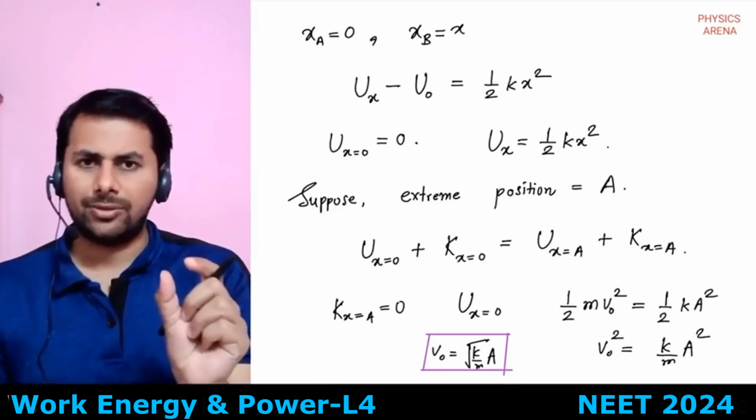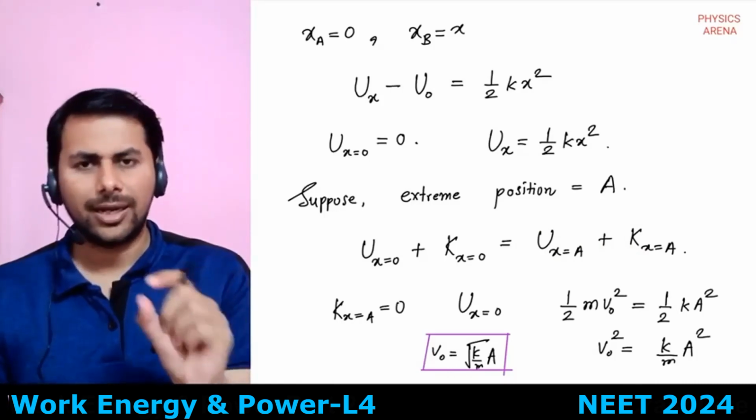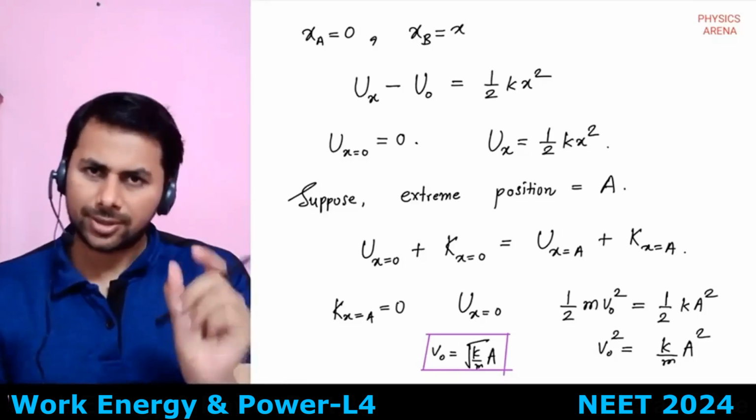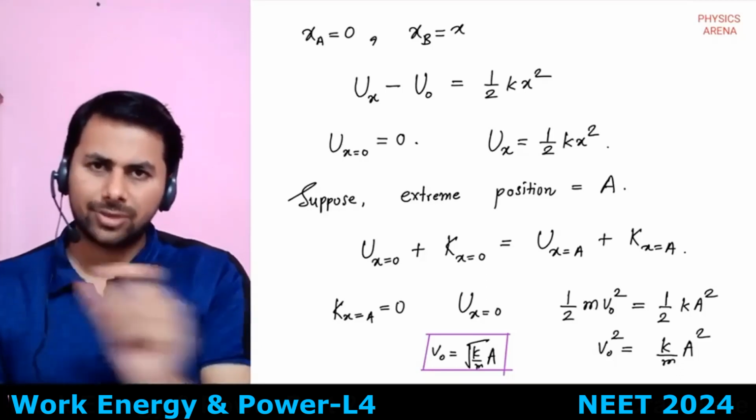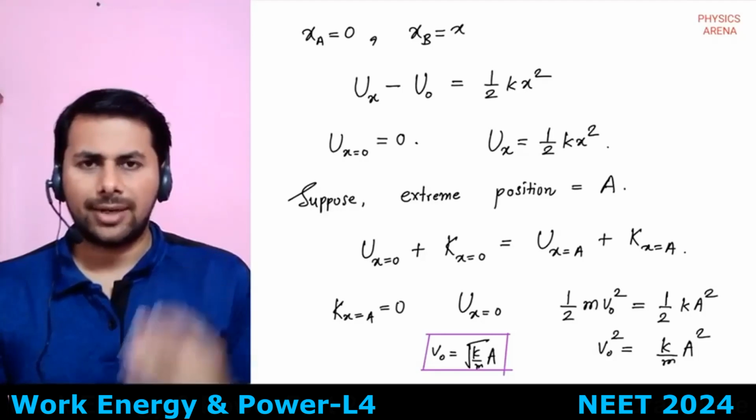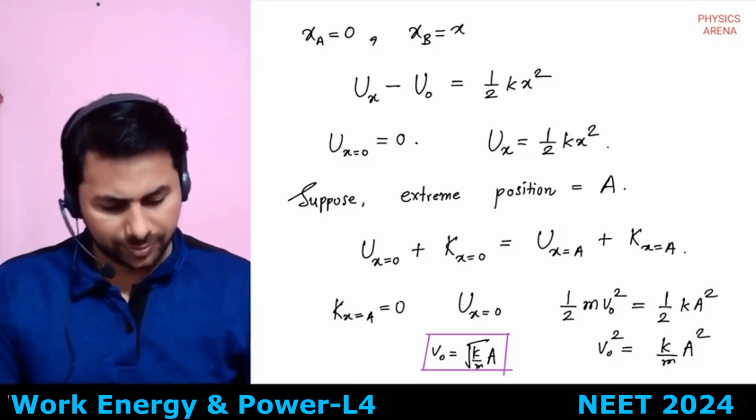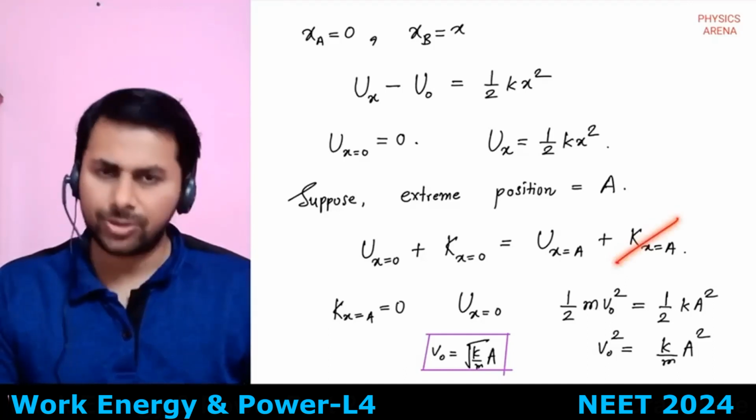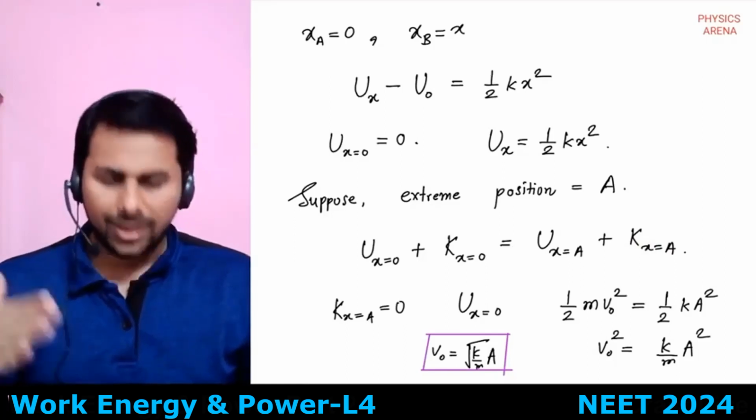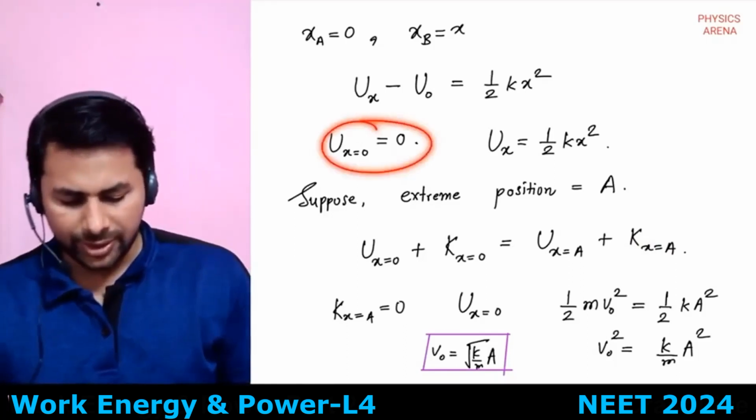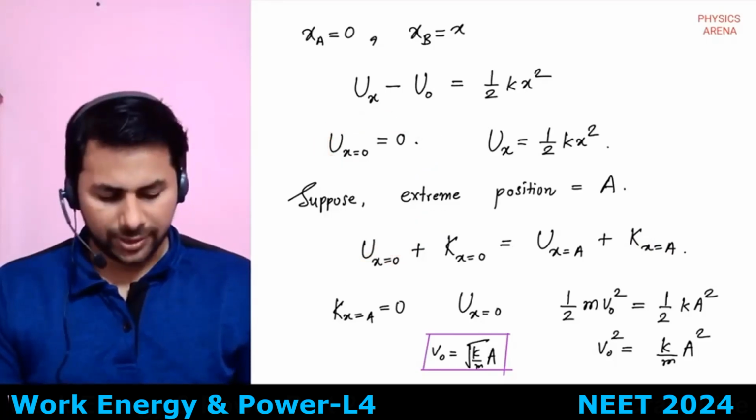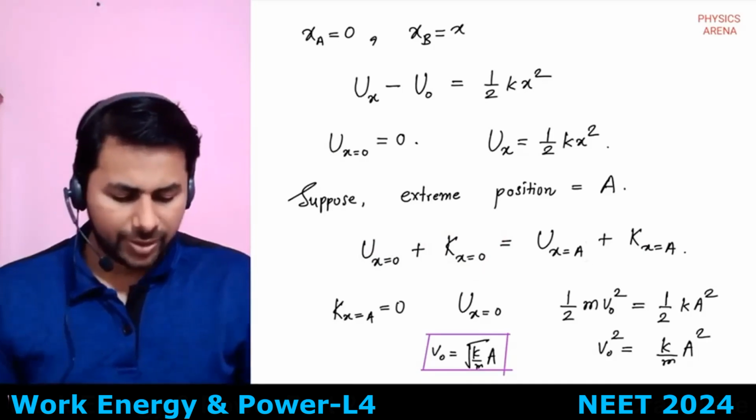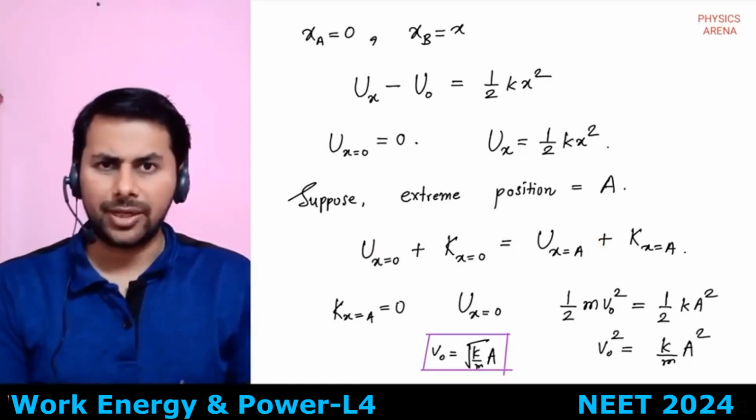Now see, that block will move like this. At the extreme position, the kinetic energy will be 0. Why? Because it goes to the extreme position, stops there and comes back. So kinetic energy is 0 at x equal to a, the extreme position, and for x equal to 0 we have said that U is equal to 0. Therefore we'll have some kinetic energy at x equal to 0, which will be equal to the potential energy at x equal to a.